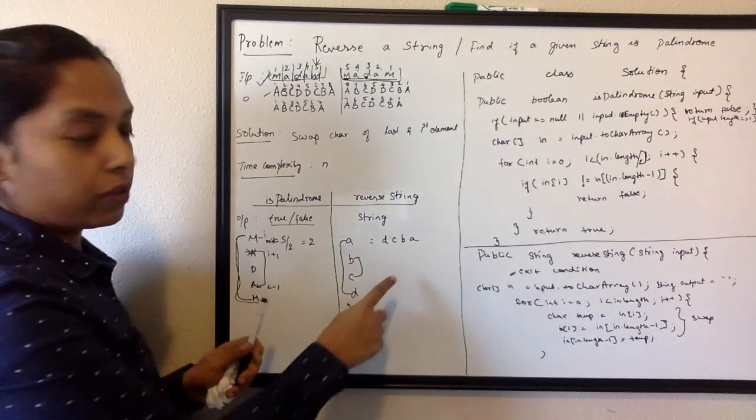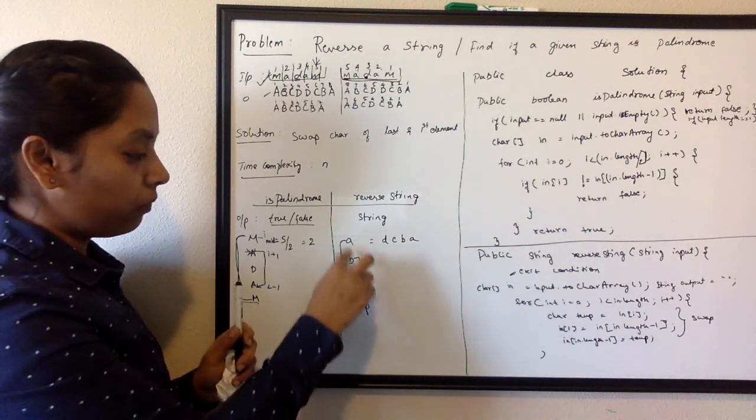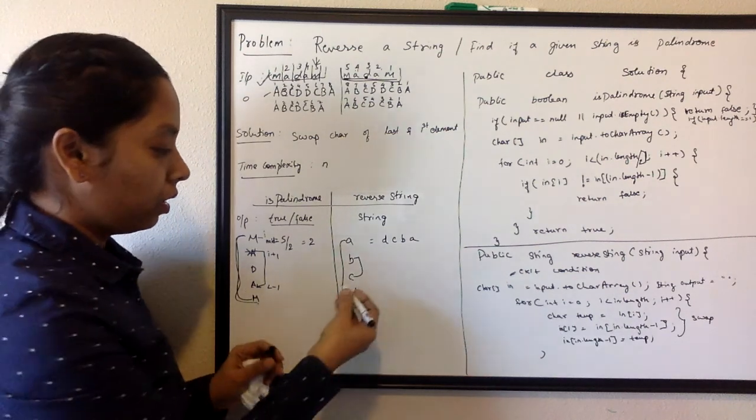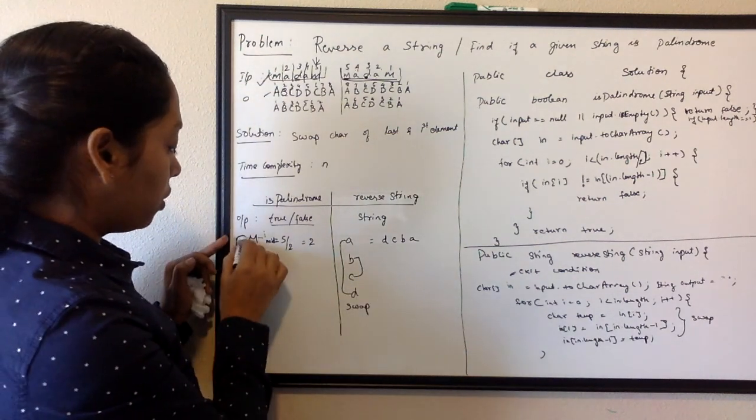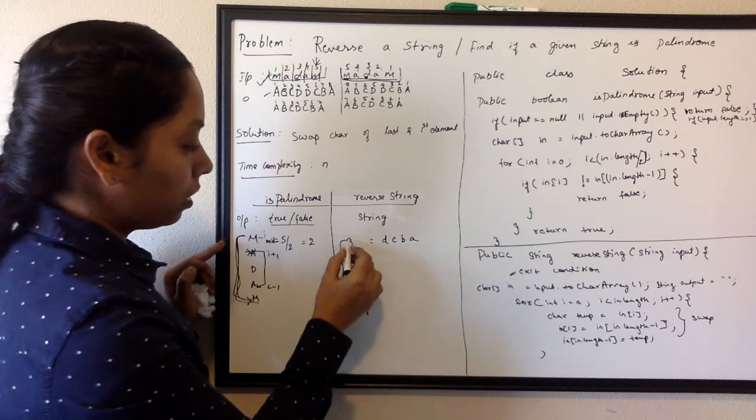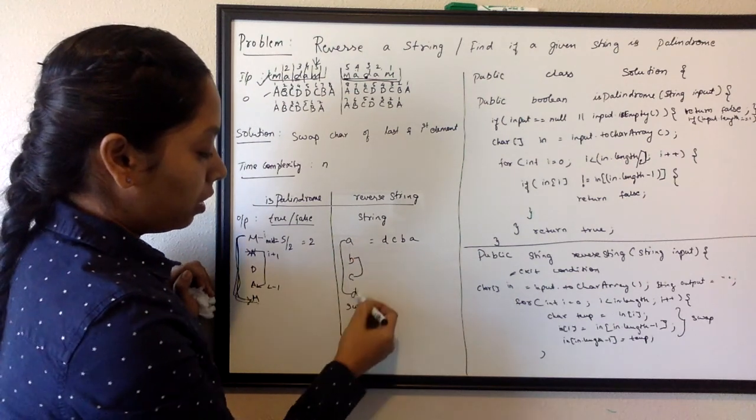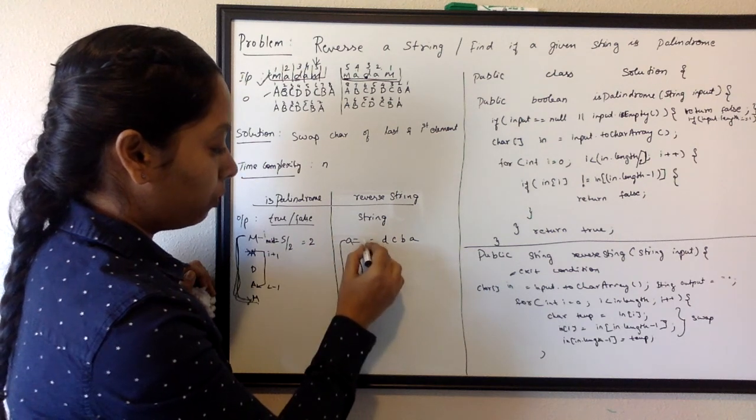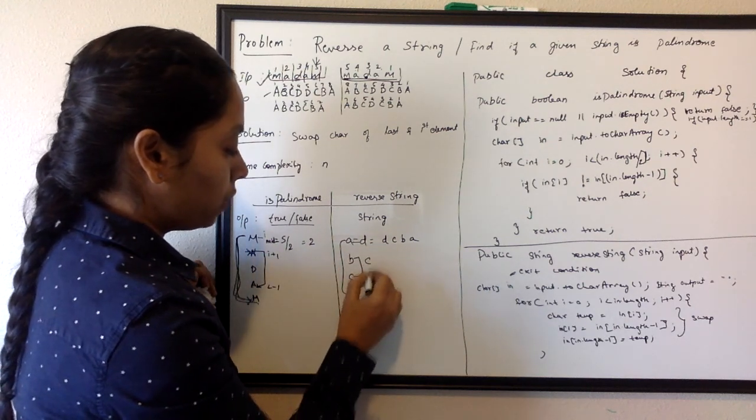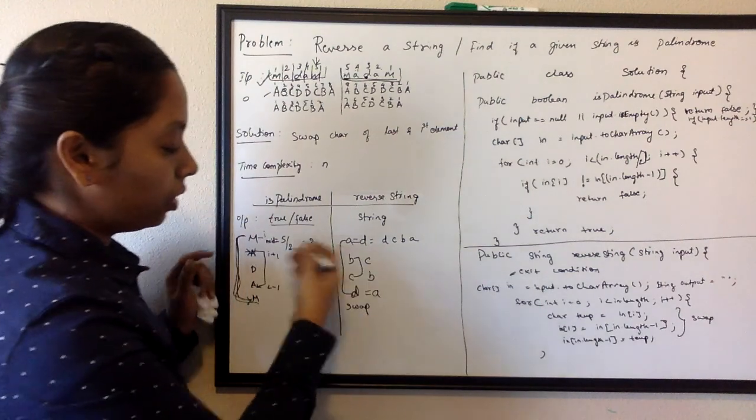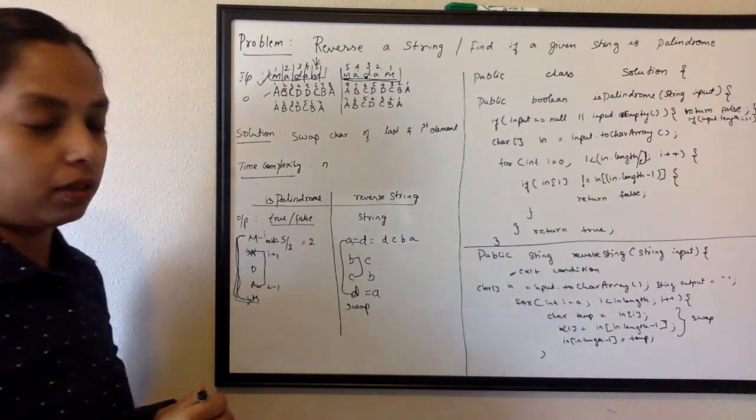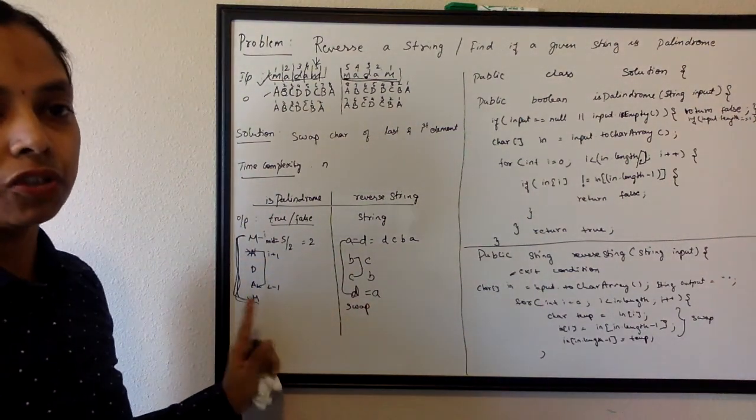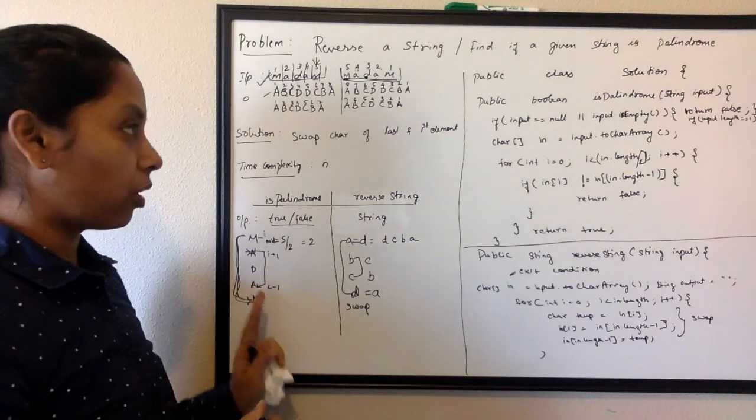So I'll come to this reverse string. It uses the same concept, but we're going to swap the elements. Instead of just comparing, here we'll swap it. Like, in the position of D, you're going to put A, and in the position of A, you'll put D. So this is how you swap it. Here we swap, and there we just check if the element is the same or not.